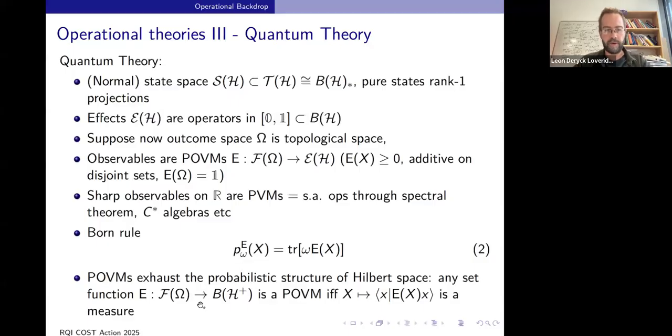But one of my favorite unsung theorems in Hilbert space theory is this. Even if we get out of this general operational background, and just look at the measure theoretic structure of Hilbert spaces, and we take any function on, say, a sigma algebra of subsets of a topological space with values in the bounded, sorry, this plus is in the wrong place, these should be positive operators on H. Then this map is a POVM if and only if for every vector in the Hilbert space, you get a standard scalar measure. So this is saying that POVMs are exactly the right thing in the Hilbert space framework to generate probability measures.